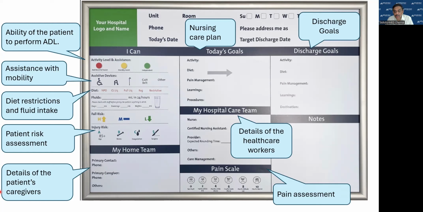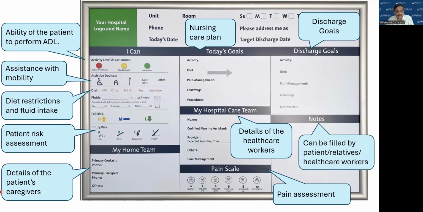And there is a small notes section where you or the patient can keep writing to remind anything important so that it's not missed. It's a very important tool. It is very unfortunate that it is not used that well, and it helps a lot in not only doing the rounds but in the holistic care of the patient. So this is the concept of whiteboard.